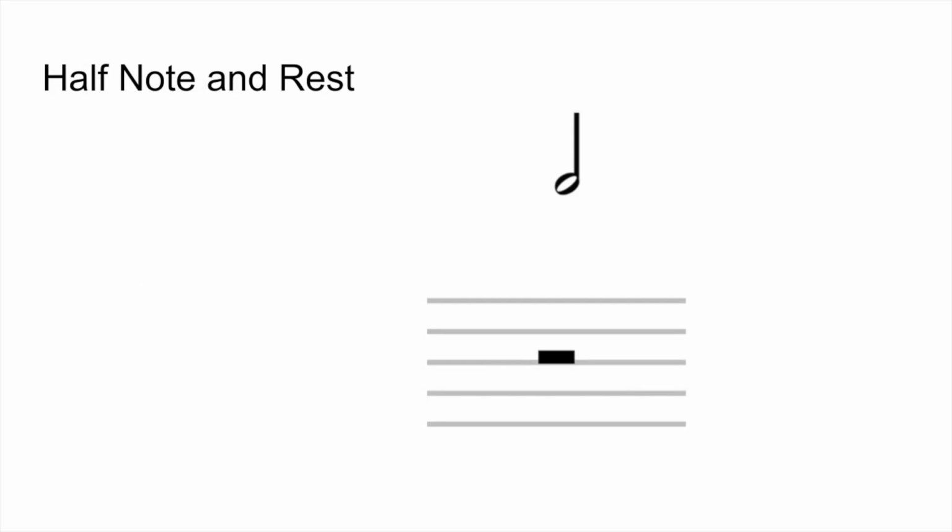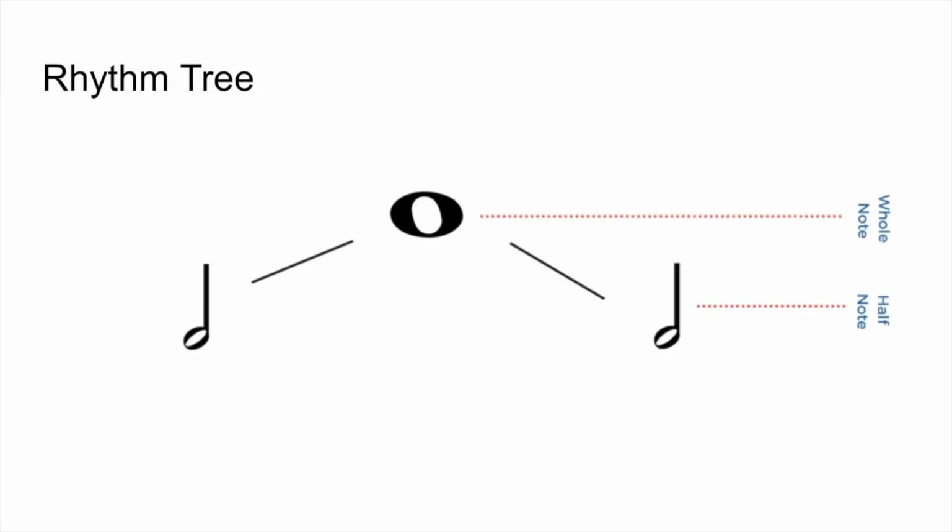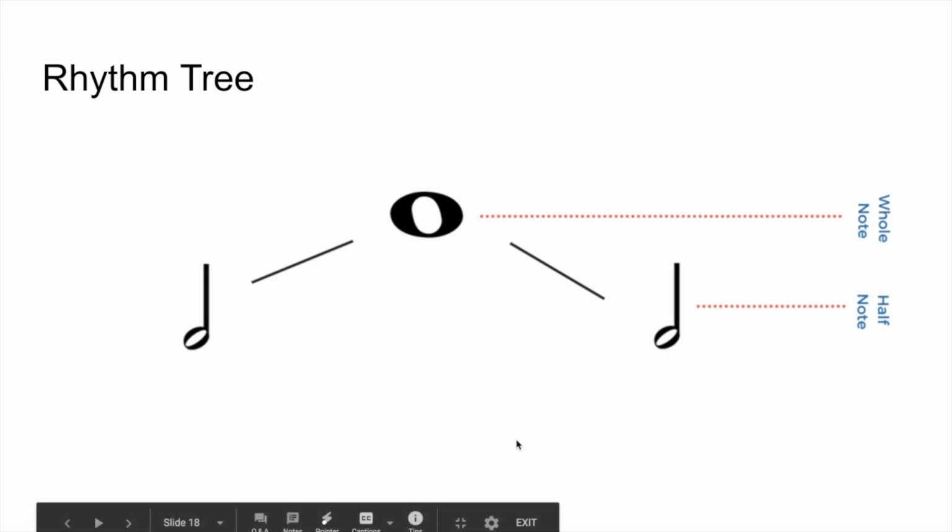The half rest and half note are a circle with a hole in it with a line extending from it. The half rest sits on the line. It gets 2 counts. Now we're going to go back to the rhythm tree and take a look here. You'll notice that if we have the rhythm tree, we have 2 half notes that equal a whole note. 2 plus 2 equals 4.